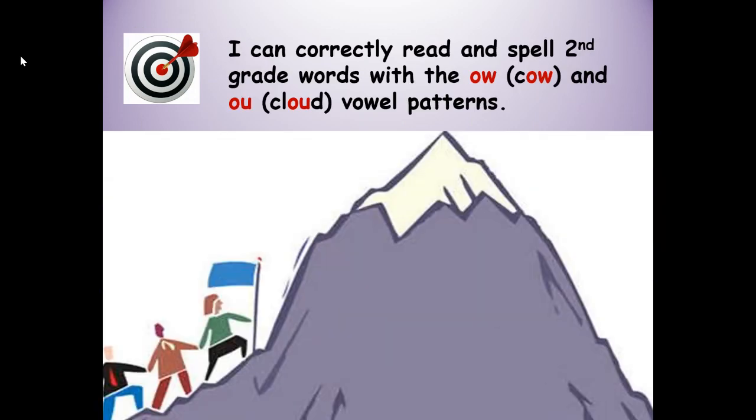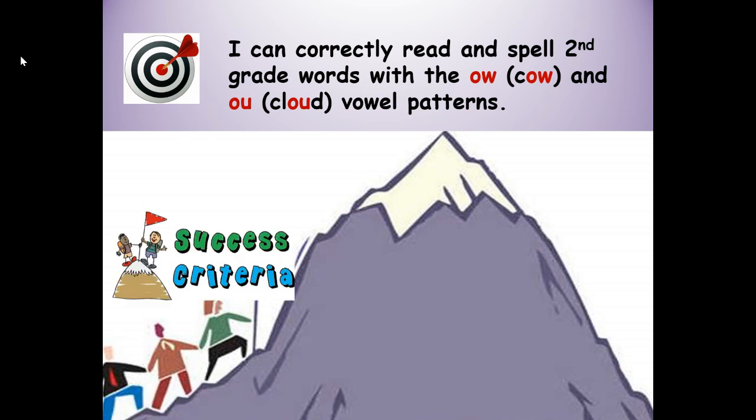So, all of our lessons begin with a learning target. Read it with me. I can correctly read and spell second grade words with the OW, ow as in cow, and OU, ow as in cloud, vowel patterns. Read again with me. I can correctly read and spell second grade words with the OW pattern, as in cow, and the OU pattern, as in cloud, vowel patterns.